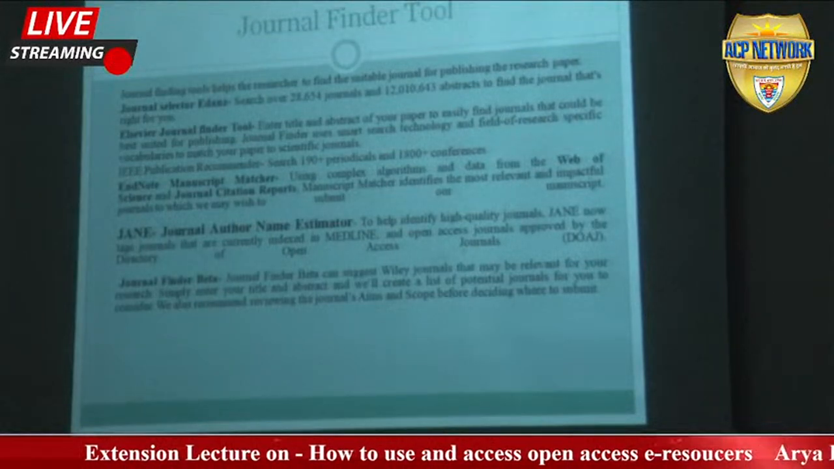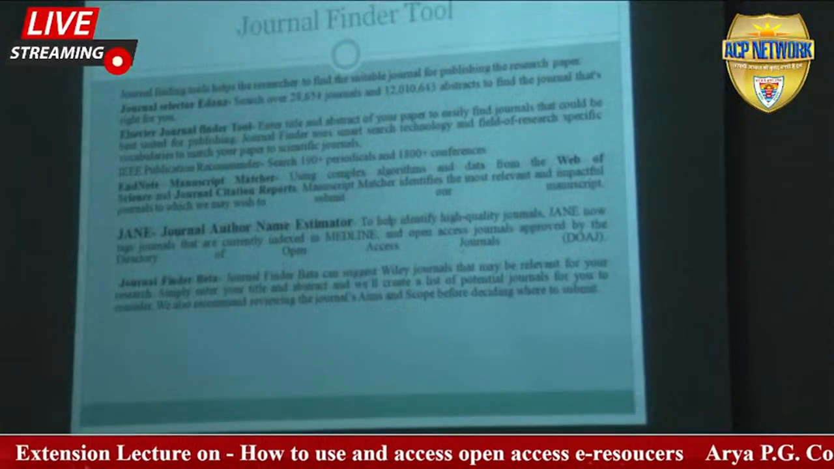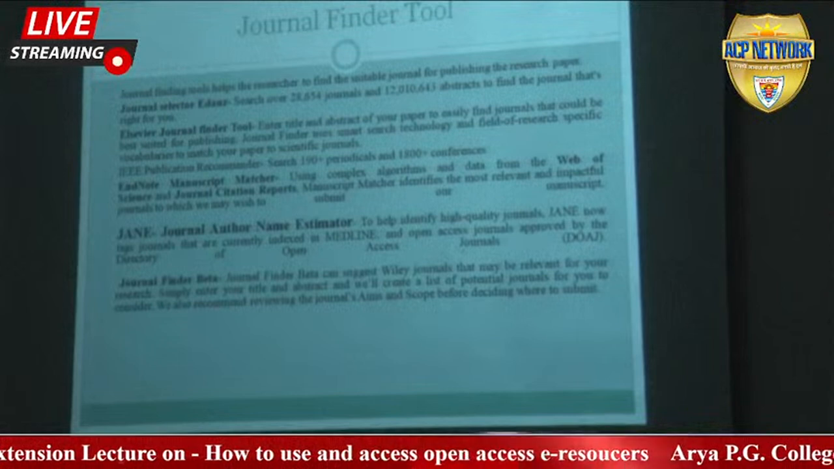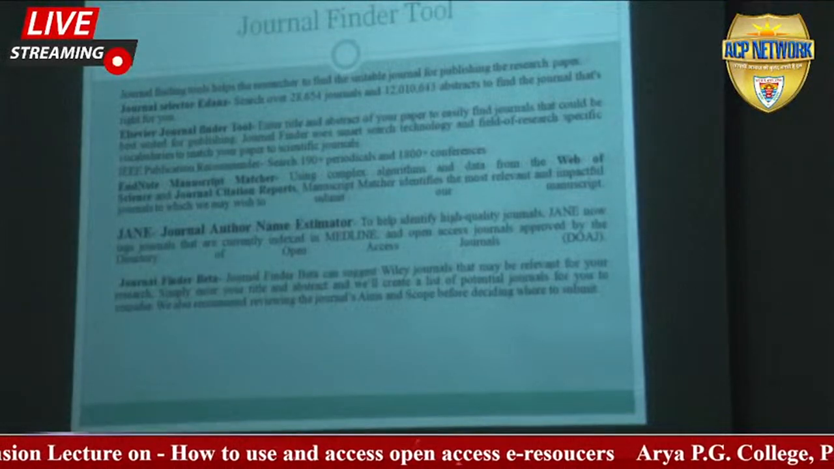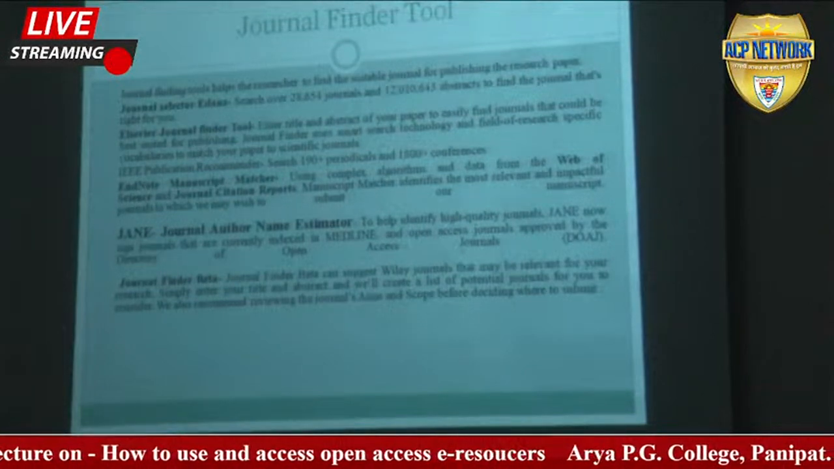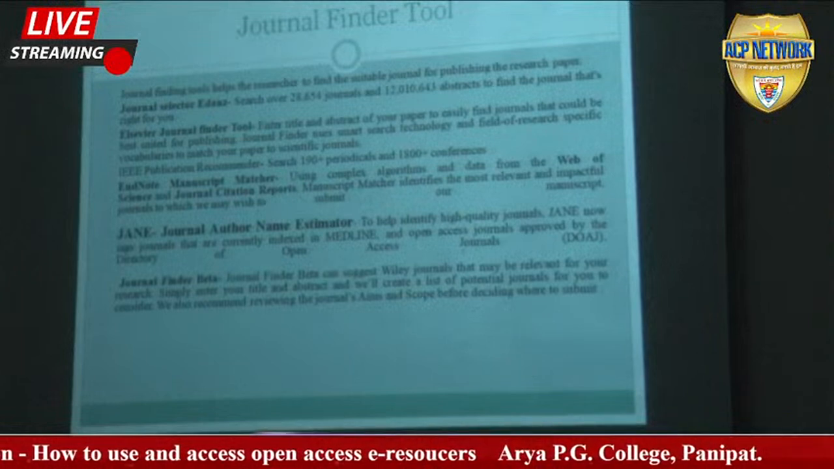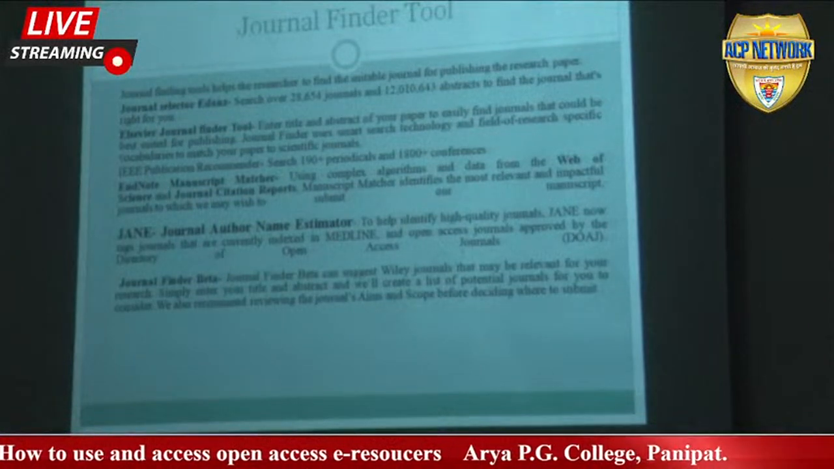After that, Journal Finder Beta. That is also a portal through which you can easily select the journal in which your research paper should be published, because all journals should be highly qualitative and as per your research requirement, which would be beneficial for you. Your research paper should be submitted on the right path.